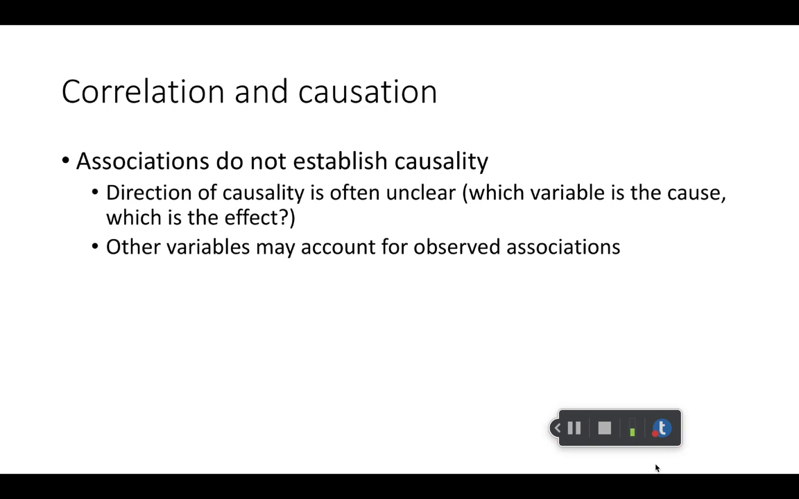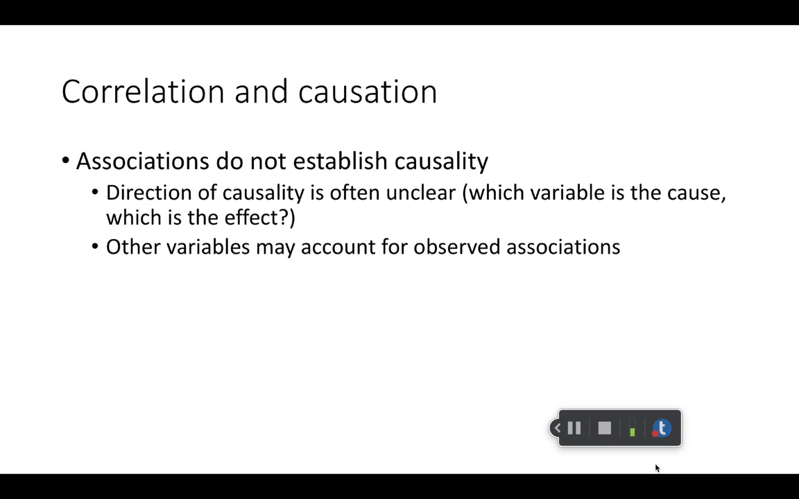Correlation and causation are two very different ideas. So associations or correlations between variables do not necessarily establish causality. There are several reasons for this. One is that the direction of causality in a relationship is often unclear. It's not clear which variable is the cause and which is the effect. The example I gave you of the relationship between income and education is a good one. So we know that as income increases, education tends to increase, but which is the cause and which is the effect? Could go either way.